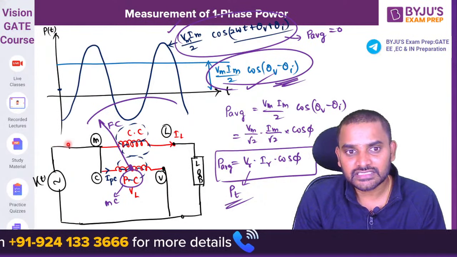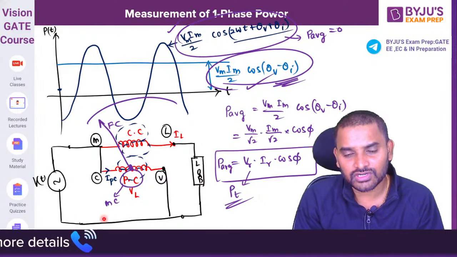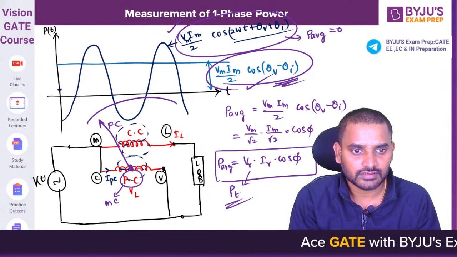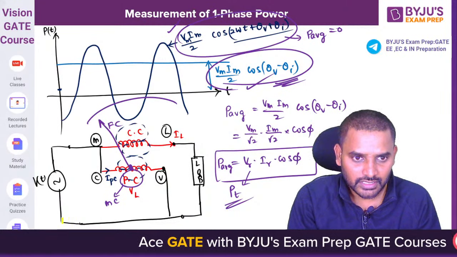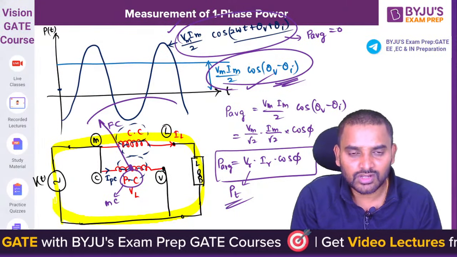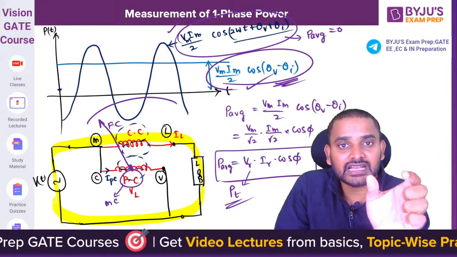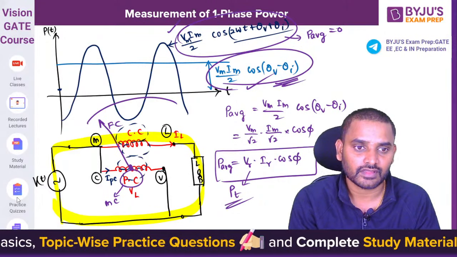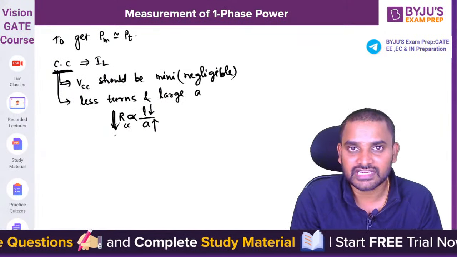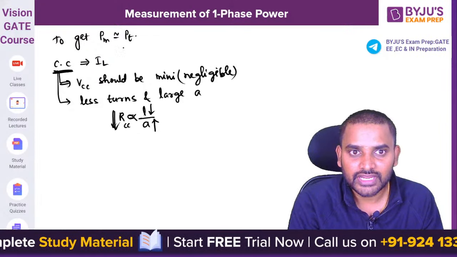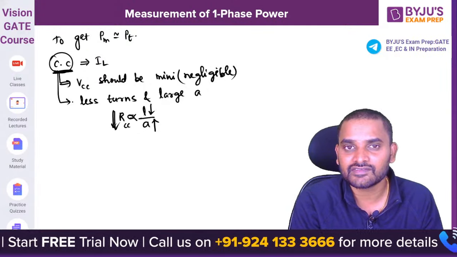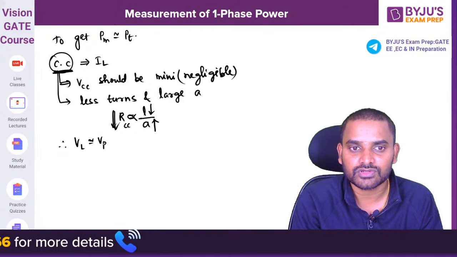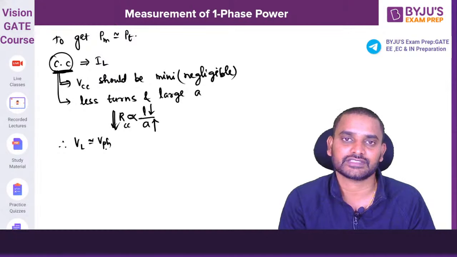If the drop is going to be 0, you see now here, the supply voltage and less drop is equals to load voltage. The load voltage is equals to supply voltage. If you write a KVL like this, load voltage equals to supply voltage because current coil drop is almost negligible. So to get PM equal to PT, you have to design current coil with low resistance. Therefore, load voltage will be almost equals to phase voltage or supply voltage.